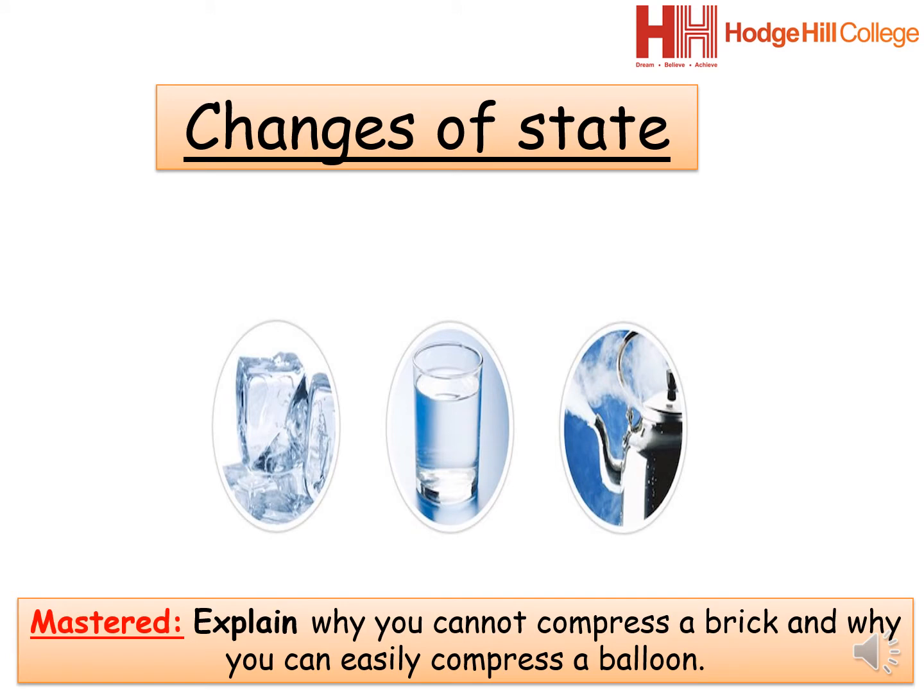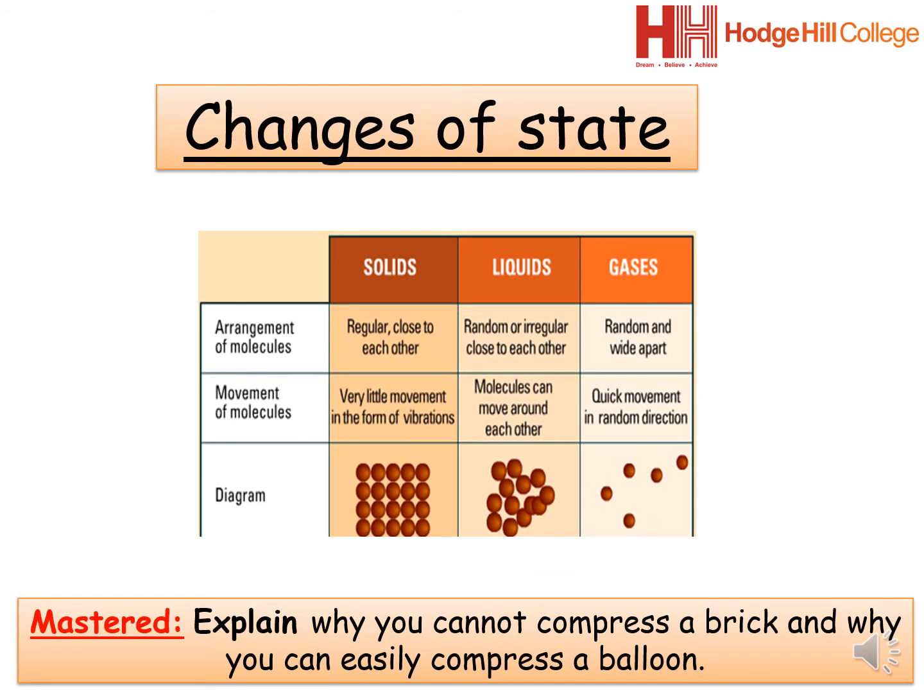So what do we mean by changes of state? Now, as you can see, there's three diagrams on this slide. There's an ice cube, some water and some steam. How do we define these? So first of all, we know that there's three states of matter, which are solids, liquids and gases, and what we need to know is how they are arranged in terms of their molecules and their particles.